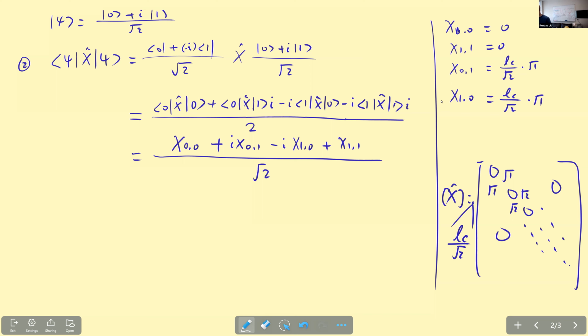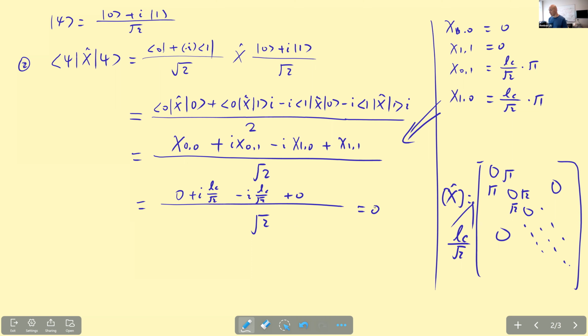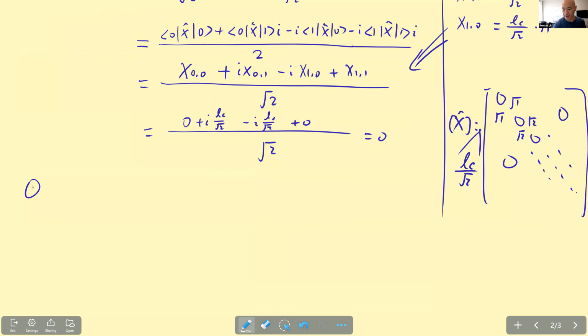So you put this into this. The result is, this is 0, and this is i times L over square root of 2, and this will be minus i L over square root of 2, and then plus 0. Of course, this one is still 0, right? Because those terms cancel each other. You can also try to calculate another one. Let's say the momentum operator.